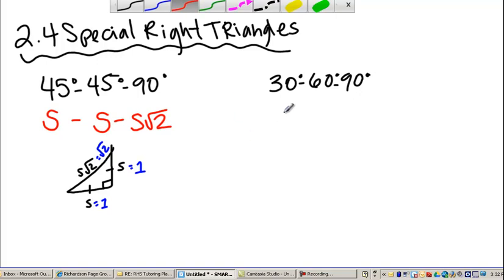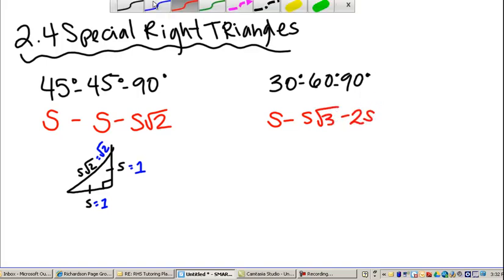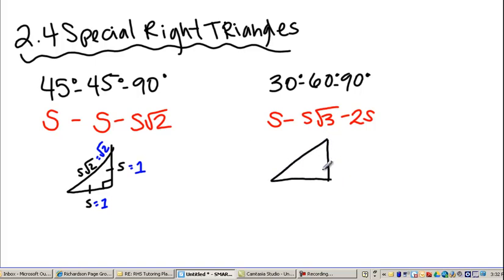Okay, now for the 30, 60, 90, it's S, S square root of 3, and 2 times your S value. Okay, let me draw a picture. So my 30 degrees is here. So opposite my 30 degrees is my S value. Opposite my 60 degrees is my S square root of 3. Opposite my 90 degrees, or it's my hypotenuse, is 2S.